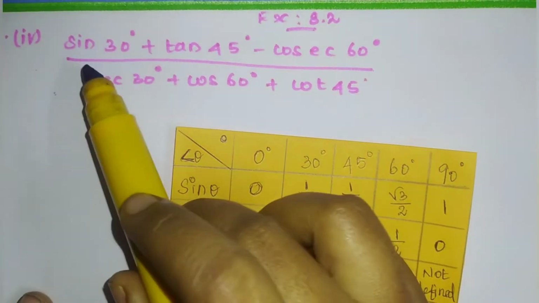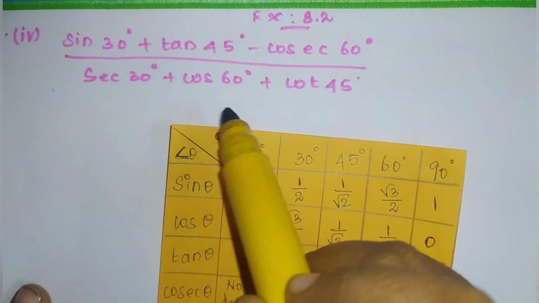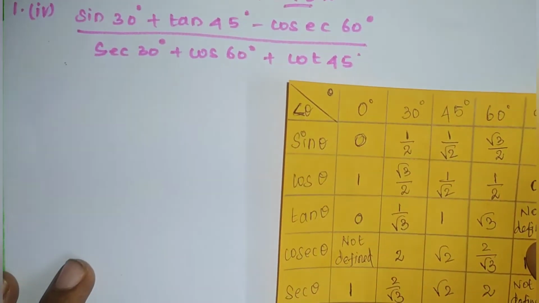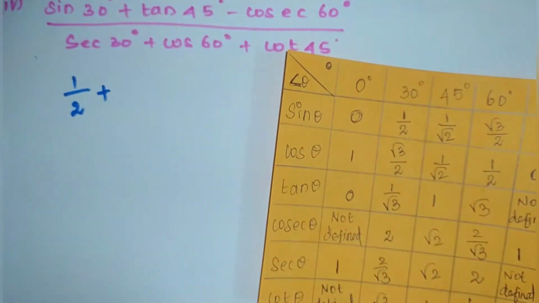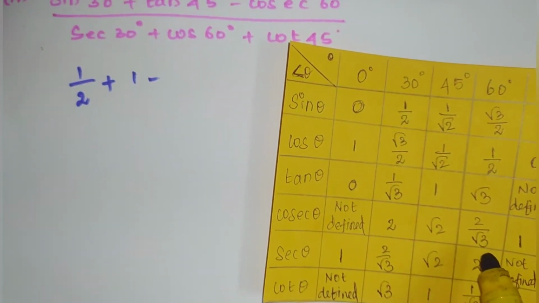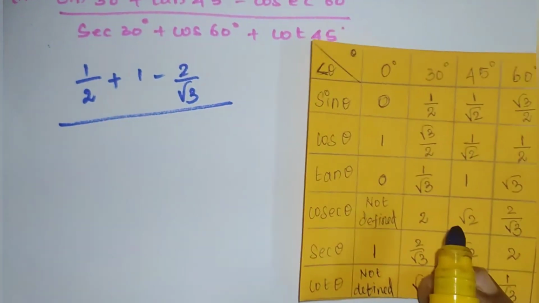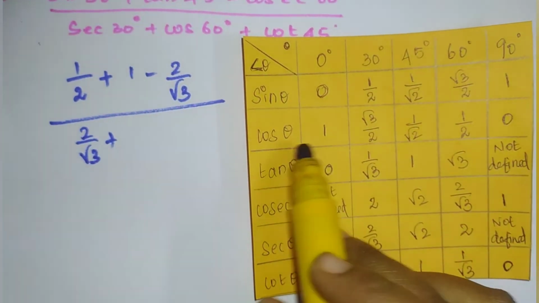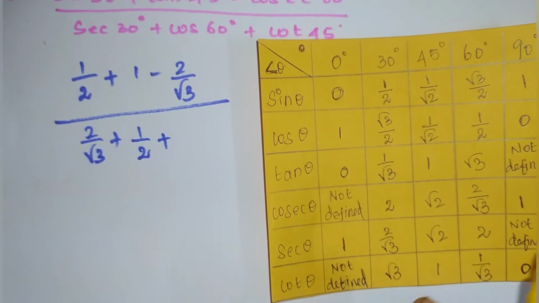Sine 30 degree plus tan 45 degree minus cosecant 60 degree divided by secant 30 degree plus cos 60 degree plus cot 45 degree. So first, sine 30 degree is 1 by 2. Tan 45 degree is 1, minus cosecant 60 degree is 2 by root 3. Then secant 30 degree is 2 by root 3, plus cos 60 degree is 1 by 2, plus cot 45 degree is 1.